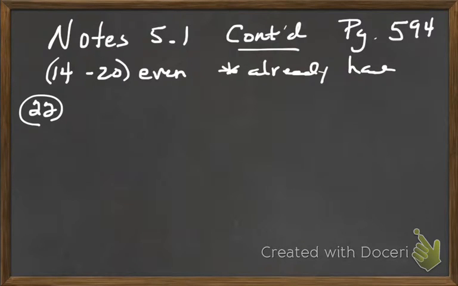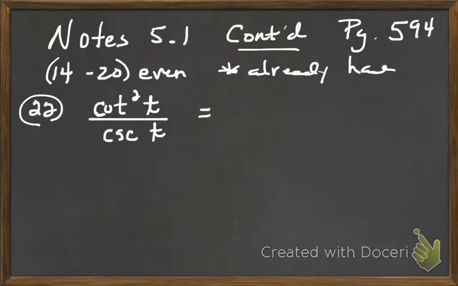So number 22 on the left-hand side has cotangent squared. And y'all know this textbook, this is your second year with this same textbook publisher. Y'all know the problems just keep getting harder and harder. So these will just get harder to verify. So on the left-hand side, I have cotangent squared in the numerator, cosecant in the denominator. Then on the right-hand side of the equation, I have cosecant of angle t minus sine of angle t.